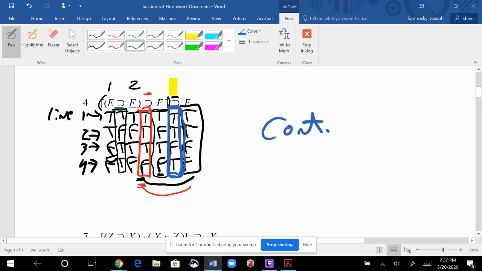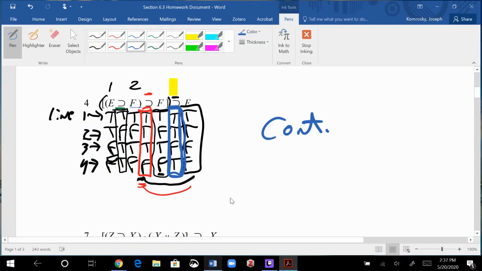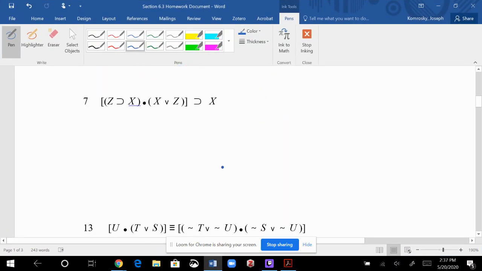Contingent. Done. So like I said in the last lecture, the hard part is just putting all your truth values in and then solving. Because if you make one mistake with a T or F, the whole thing might get messed up. So you just got to go slow, okay? And then the easy part is once you get your value, just coming here and saying, okay, which one is it? Is it all true, all false, or at least one true, one false, okay? Everybody getting the hang of this? All right, let's do the next one, seven.